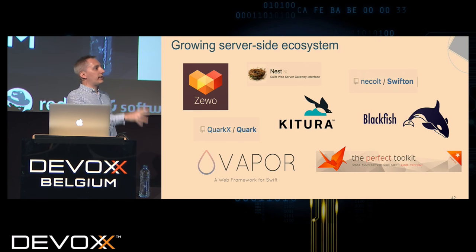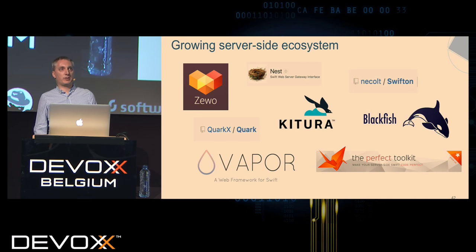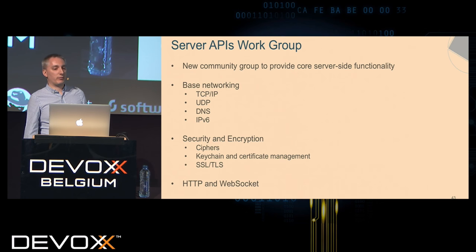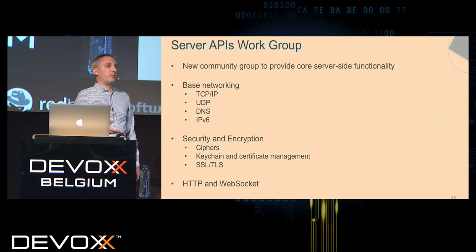I said we were bringing all the APIs that we needed to Swift, but doing work on the server side has very different requirements. You need different libraries than you would on the client side. So recently, Apple and IBM and a few others have launched a new work group inside the Swift.org project, specifically for developing server-side APIs.